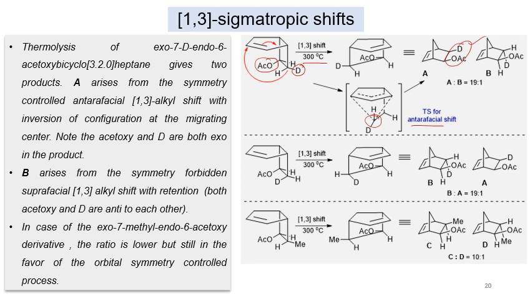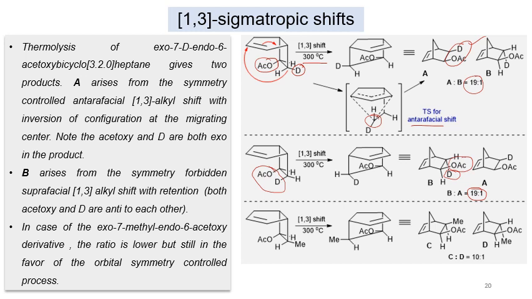In the other example, in the starting material, the deuterium and acetoxy are cis with respect to each other. In the product, the acetoxy is exo, but the deuterium is now endo. The selectivity is more or less the same in both the cases, clearly indicating that there is an antifacial shift with respect to the sigma system.